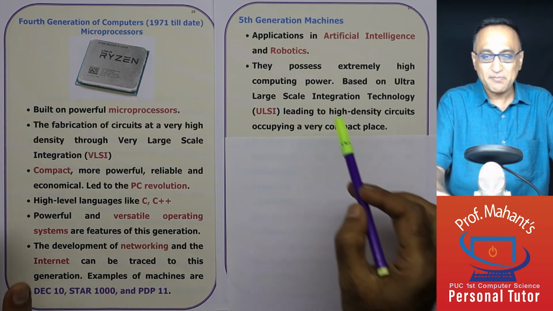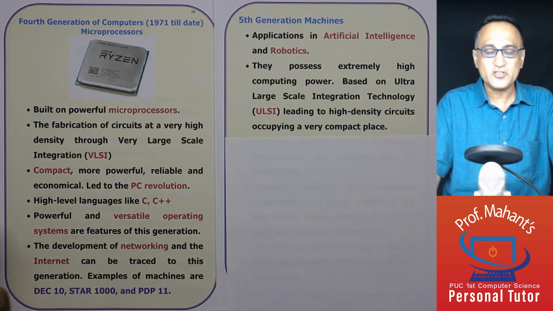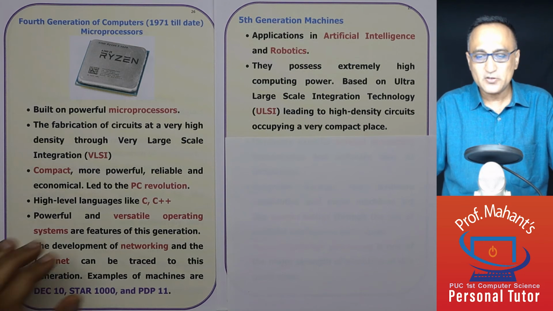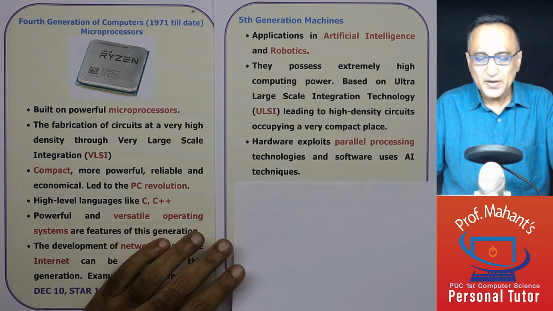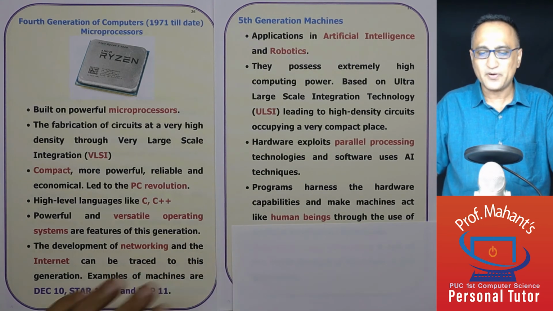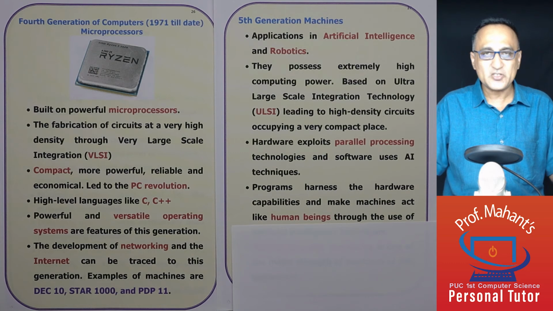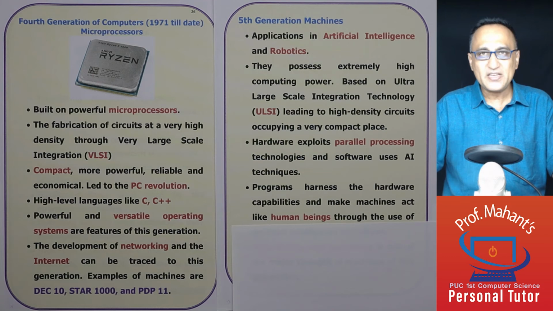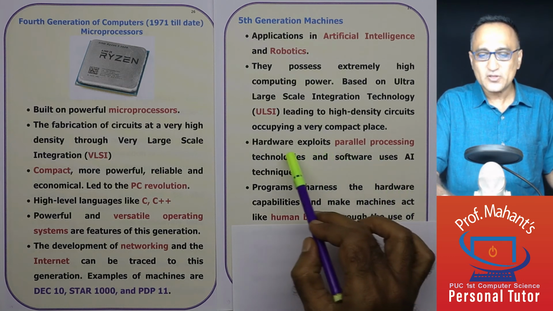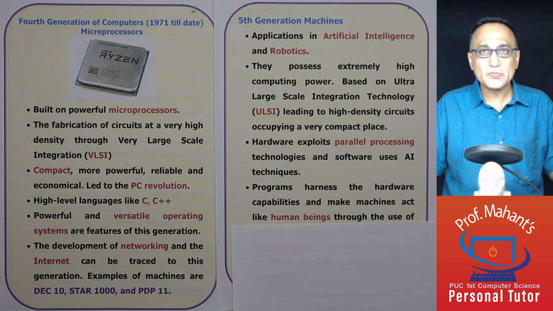All the machines have been designed using ULSI technology, leading to higher density of circuits occupying very little space, more reliable, consuming less power, cheaper, faster, and so on. Now, the hardware exploits parallel processing techniques. Let me tell you briefly what parallel processing is. Suppose I'm doing matrix addition of a 10 by 10 matrix. The same process is being repeated on each element in the two matrices. So I can use multiple CPUs or multiple central processing units to speed up the addition. So here I'm using hardware to increase the speed of processing.